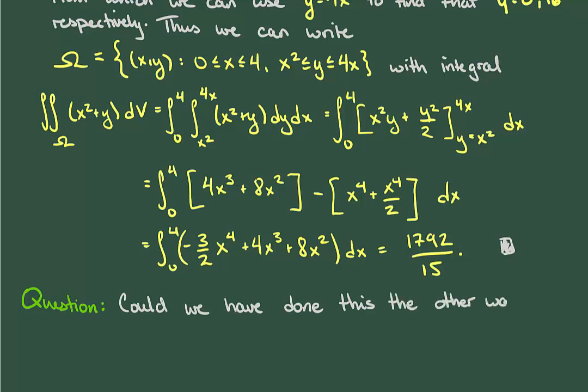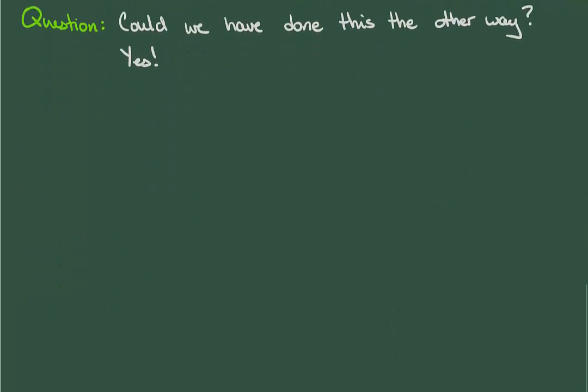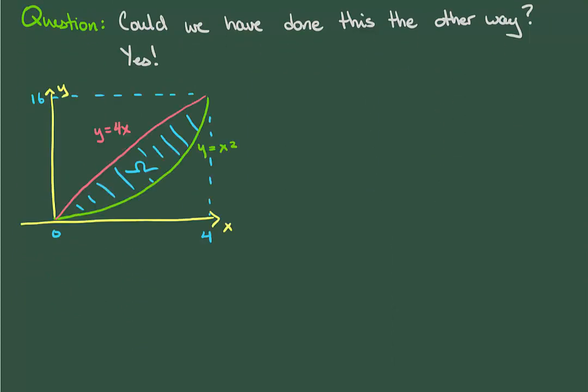A good question asked here is whether or not we could have done this in the other direction. To which the answer is definitely yes. Let me bring down that sketch we had above. This time, we want to try our hand at writing omega in terms of y first and x second. We can see from the picture that y lies between 0 and 16.